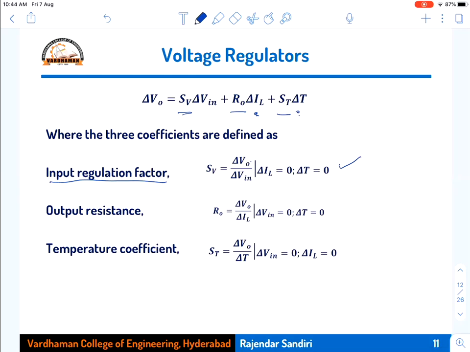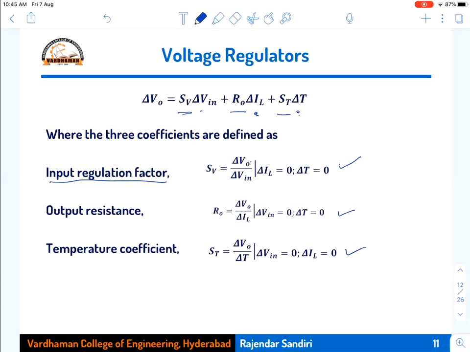Similarly, R naught I will take assuming the other two variables are constants. Then we'll get R naught. ST we will take assuming the temperature is variable and V in and IL are constants. Then we will get the temperature coefficient. So the three coefficients we are taking: input regulation factor, output resistance, and temperature coefficient. These are all also called stability factors.